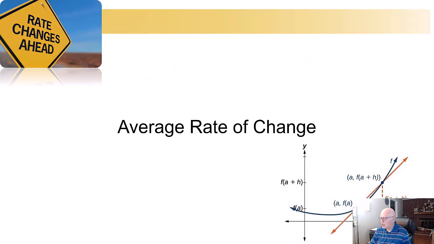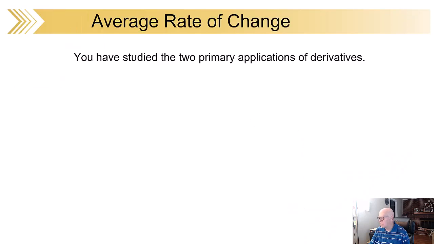So average rate of change. So remember I said about intervals? Here's the interval. A to a plus h is an interval, and from this value of y to that value of y, average rate of change. Got 2 points, 2 x values, 2 y values. You've already talked about 2 primary applications of derivatives. Excuse me a second here, there we go. There's something in my way of seeing what you see.